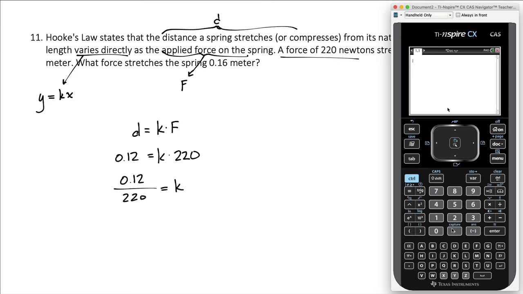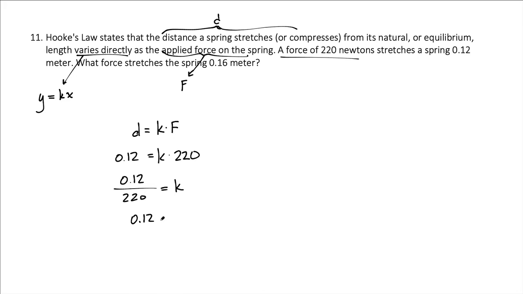Go ahead and type that into our calculator. 0.12 divided by 220. And we've got 0.0005454 and it goes on forever. I think this would be better if we leave this in fraction form. So let's just leave it as 0.12 over 220, because when we calculate later, we'll keep that.